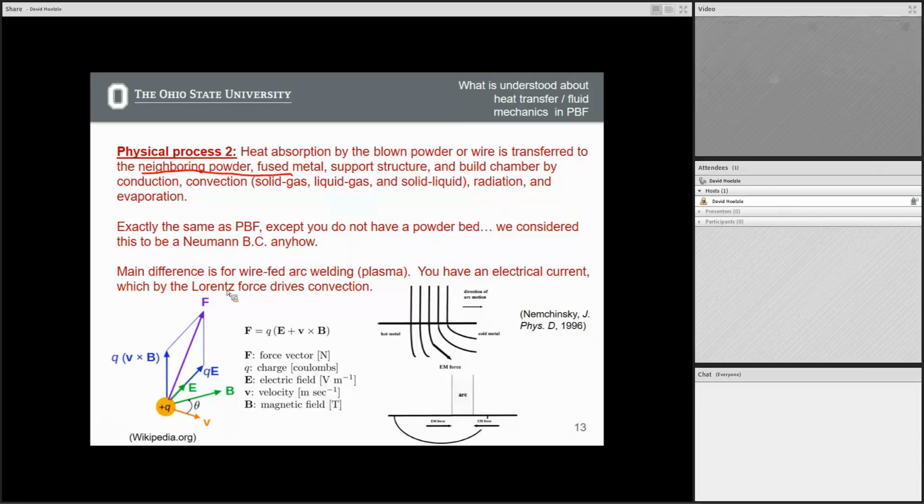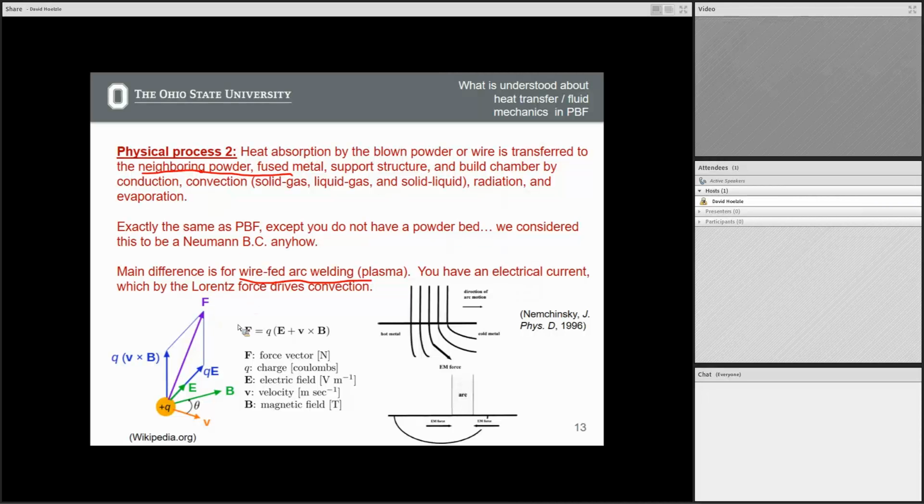The main difference is with wire-fed arc welding systems, and this is because you have an electric current running through the weld pool. We have Marangoni convection and heat fusion in all of these processes, but you also have another extra force that causes convection in the melt pool where you have these wire-fed systems. It's called the Lorentz force.